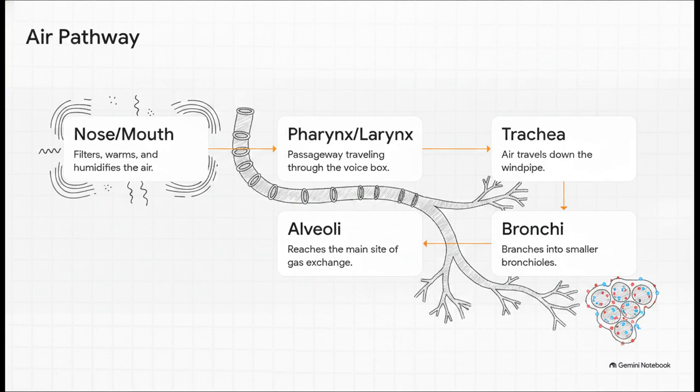Third, it hits the trachea, or windpipe. Fourth, that trachea splits into 2 main branches called bronchi, which then branch out like a tree into even tinier tubes called bronchioles. And finally, step 5, the air arrives at the alveoli. These are the tiny air sacs that serve as the main site of gas exchange.